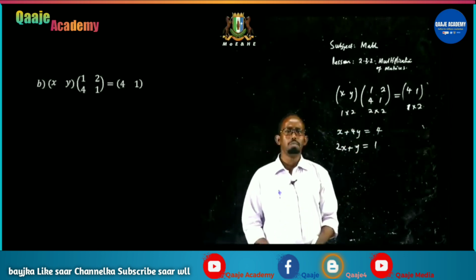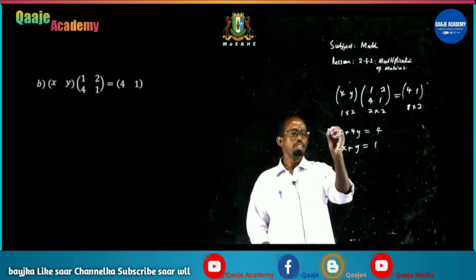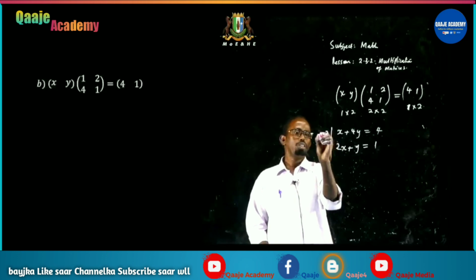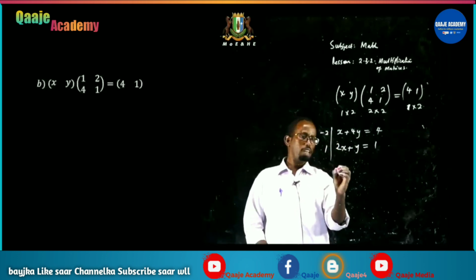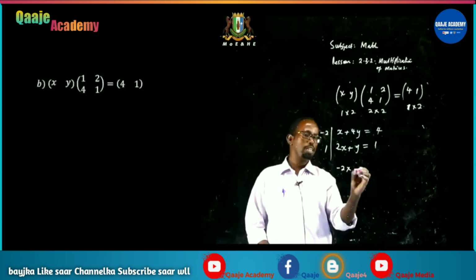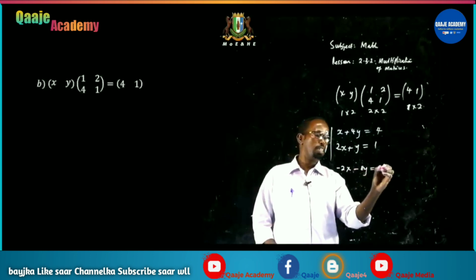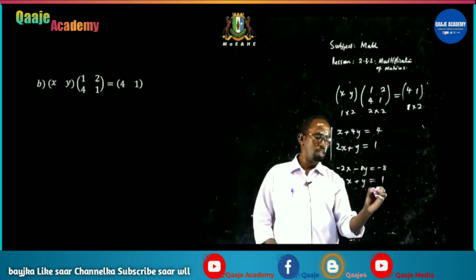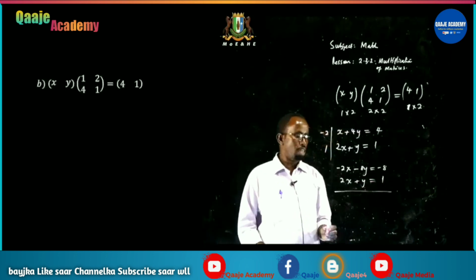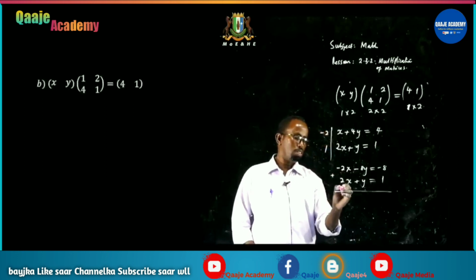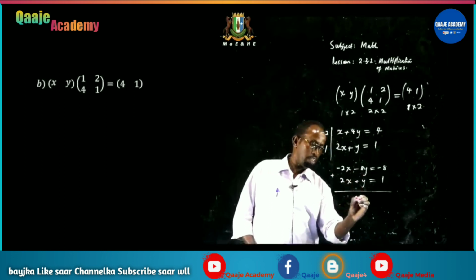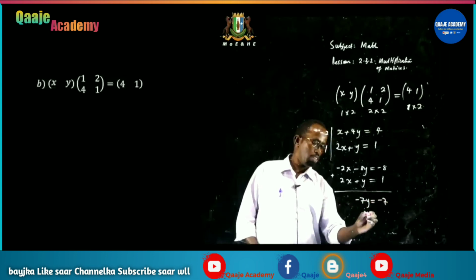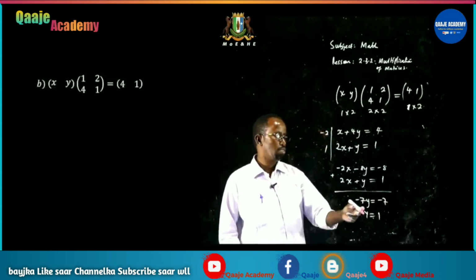Then using elimination, we can be able to find the answers for x and y. I would multiply this one by negative 2, and this one 1. I have minus 2x minus 8y equal to minus 8. 2x plus y is equal to 1. And then you just add these numbers together. This one becomes minus 7y. Minus 7y is equal to minus 7. Therefore, y is equal to positive 1. You cancel two negatives, and then the answer becomes positive.